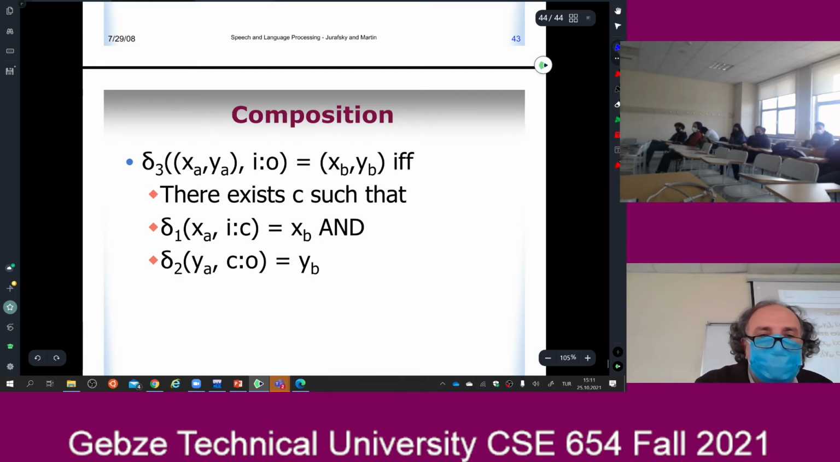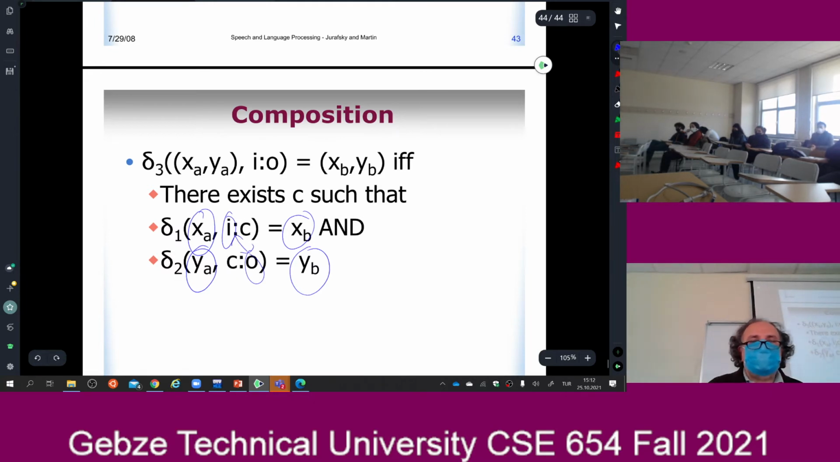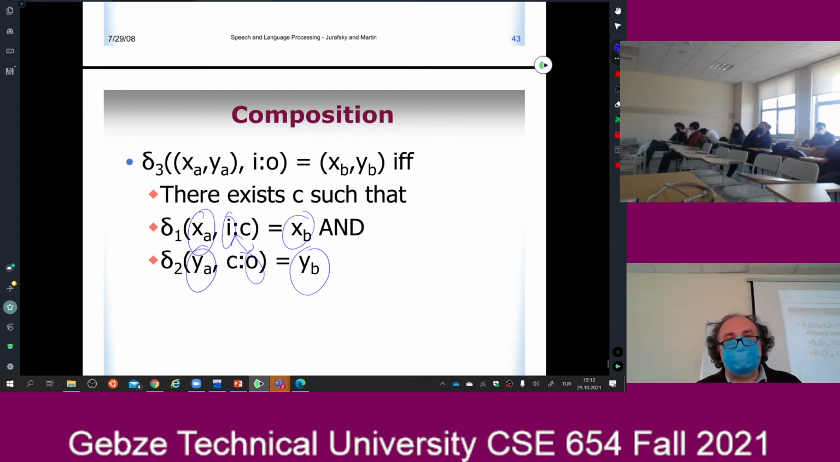You see, this is XA, YA, this is XB, YB, and this input will be carried to this output. So in this case, I am going to ignore or get rid of this C, which is part of the intermediate tape. For some new states, XY states, there won't be any input or output. So those will not serve anything at all. Those will not be reachable. So that's called composition.